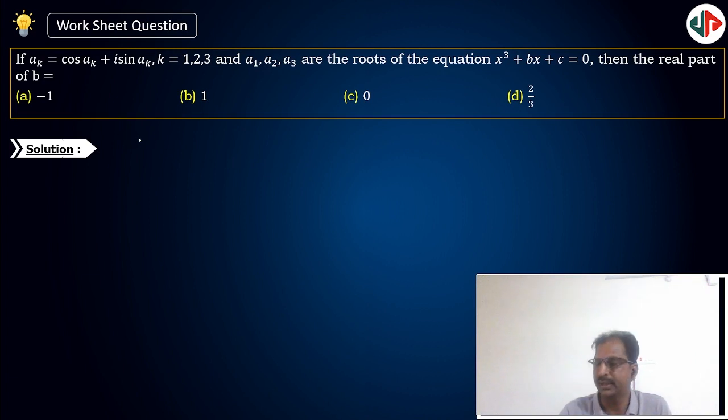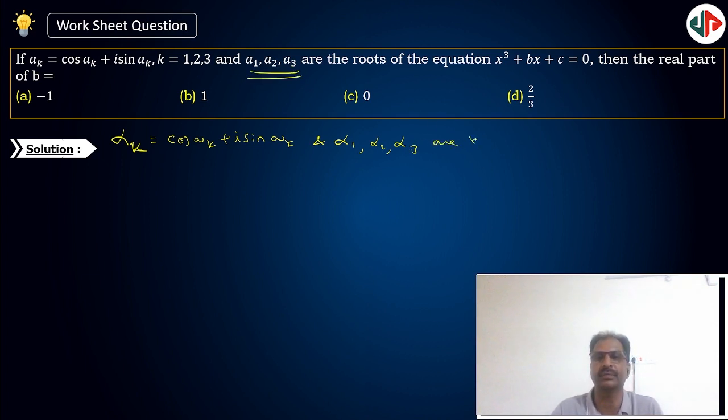Next. That is not A K, that is alpha K. Alpha K is equal to cos A K plus i sin A K, where K is equal to 3. And alpha 1, alpha 2, alpha 3 are the roots of that given equation. Then the real part of B.